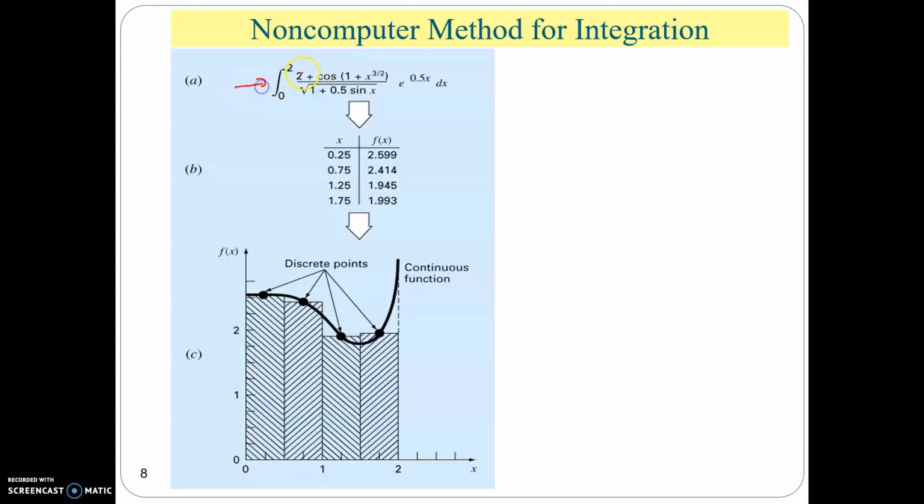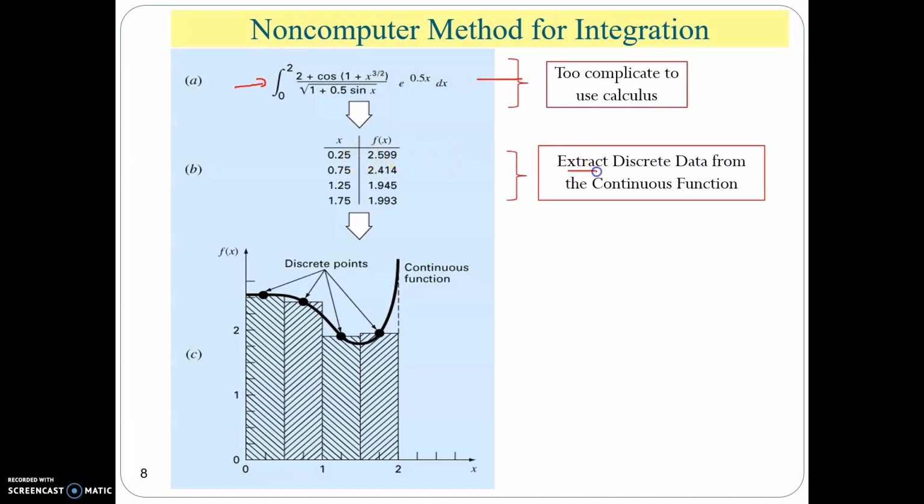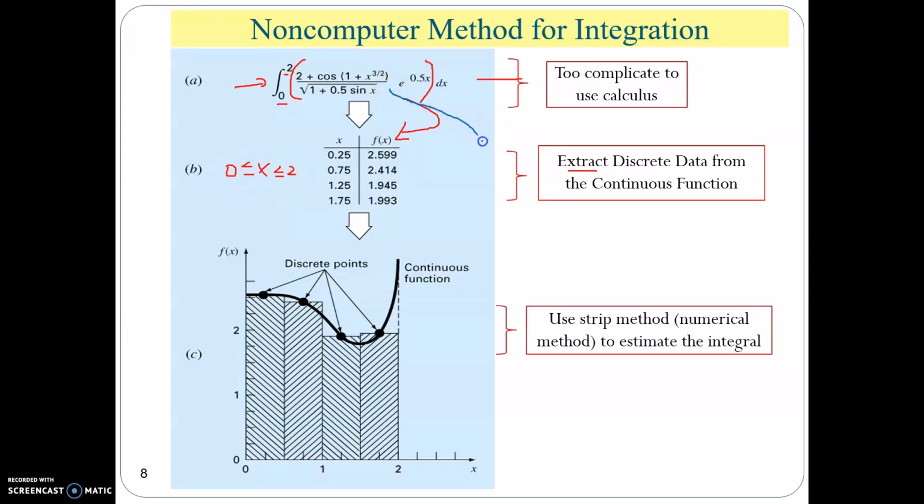In this case, you want to integrate a function that is quite complicated, so we cannot use the analytical integration to solve it. What you can do is to extract the discrete data from the continuous function here. So let this function be f(x), and then since you want to integrate from 0 to 2, you can choose the x within this range. If you plot the f(x) function on the f(x) versus the x graph, then you will get this curve. The result of this integration for the f(x) function will be the area under this curve.